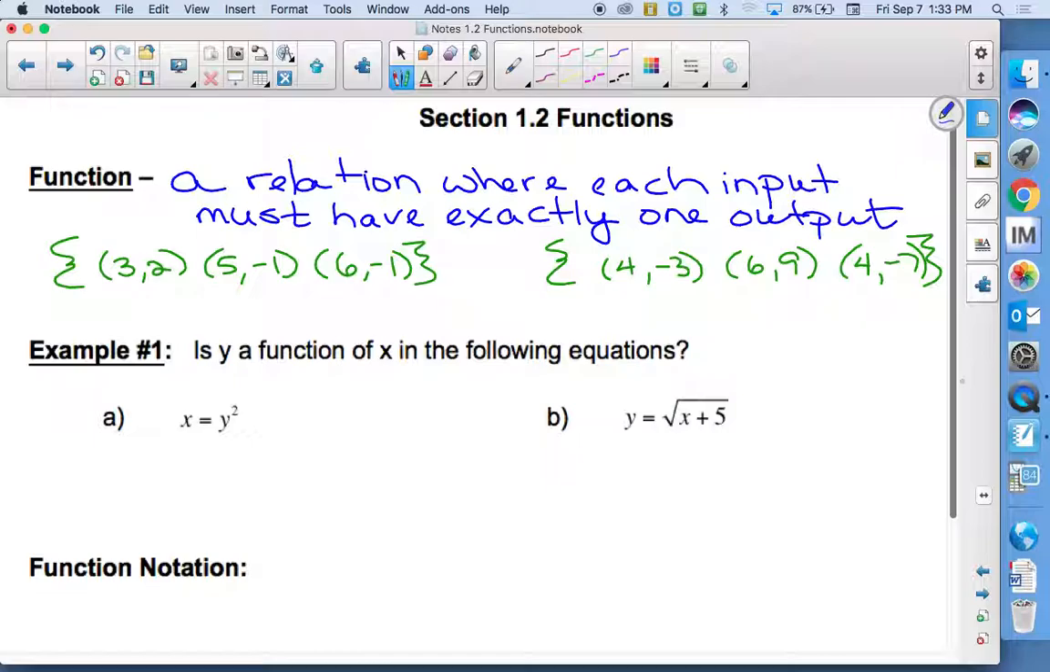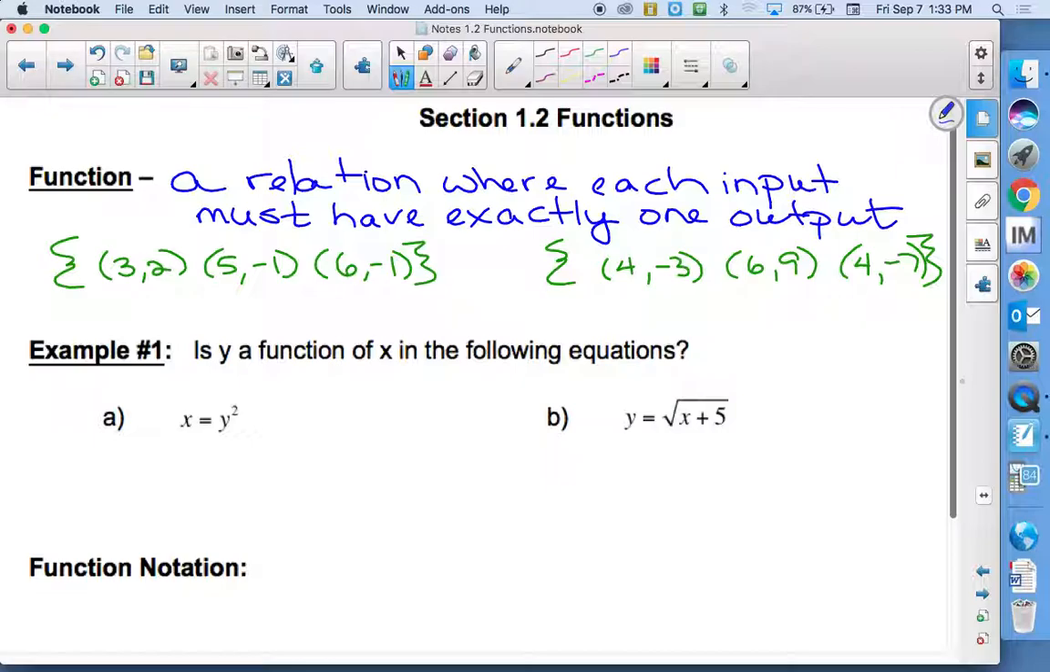The first one. Why? Because each x is paired with one y. The same y can be paired with different x's, but two x's can't be paired with different y's. Okay, so it's okay to have (5, -1), (6, -1). It's alright for the y's to be the same. But it's the x's that we're looking at.